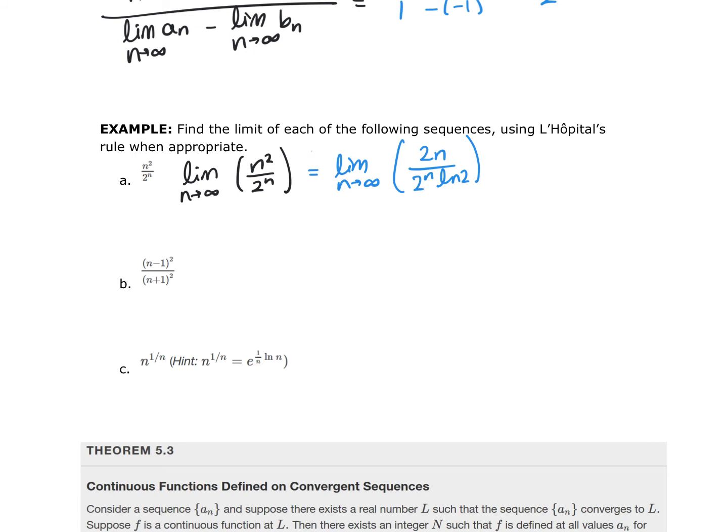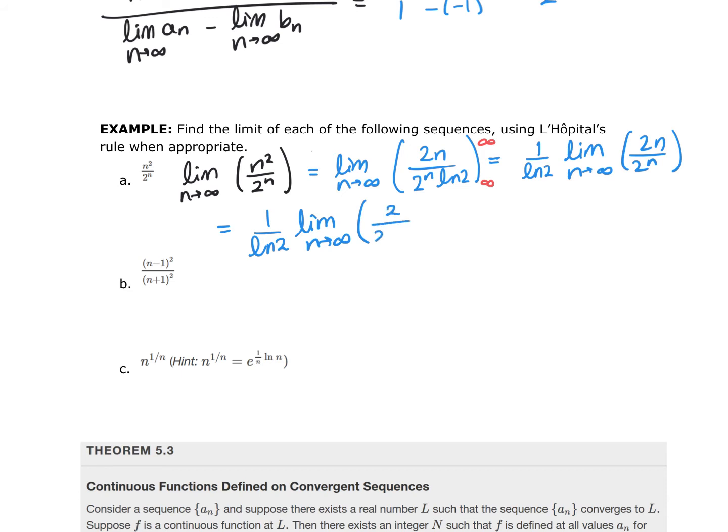So now I'm going to do L'Hopital's probably again because I still have infinity over infinity. I can pull out 1 over the natural log of 2 because that's just a constant. So I have the limit as n goes to infinity of 2n over 2 to the n. Again, it's infinity over infinity, so I'm going to use L'Hopital's. So I have 1 over the natural log of 2, the limit as n goes to infinity. I end up with the numerator being just 2, and in the denominator I have 2 to the n, the natural log of 2.